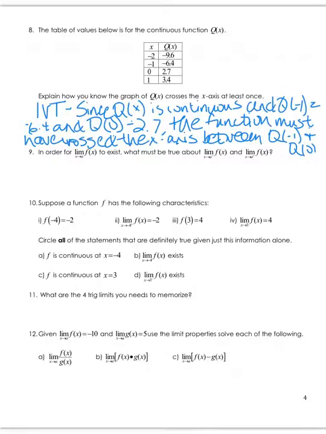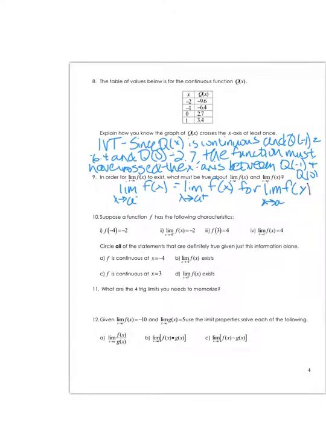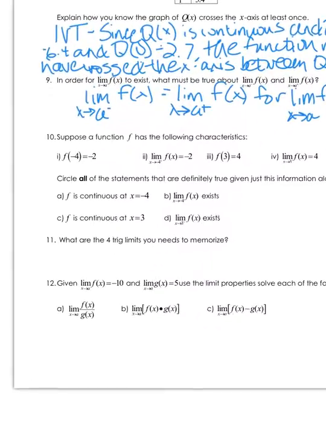Okay. In order for the limit of f of x as x approaches a to exist, what must be true about the limit from the left and limit from the right? We know that they have to be equal. So the limit from the left has to equal the limit from the right in order for the limit, the two-sided limit, to be true. I'm really and truly not sure how I keep doing that, y'all.